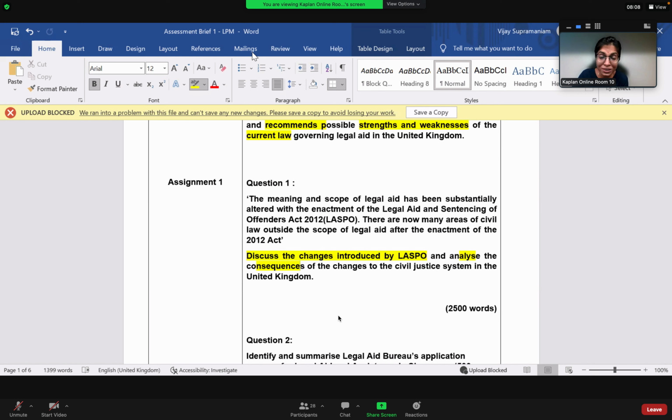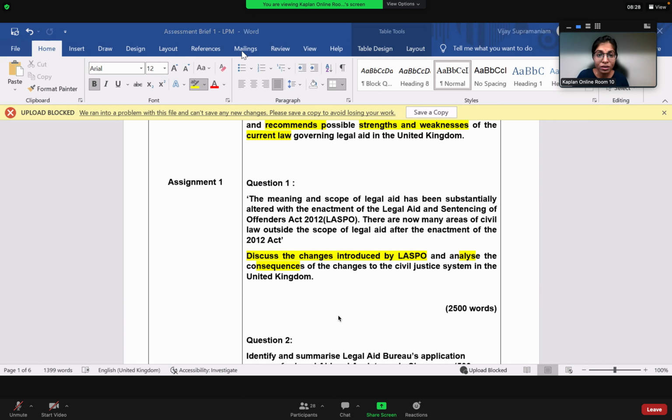You have to use access. You have to make use of your access to the online library. Do you all still use your Westlaw, LexisNexis? I'm not going to ask you whether you have access or not, because you all must have access. Okay?